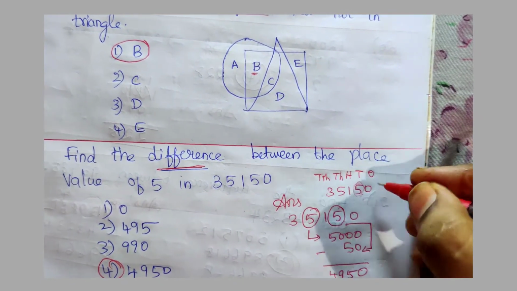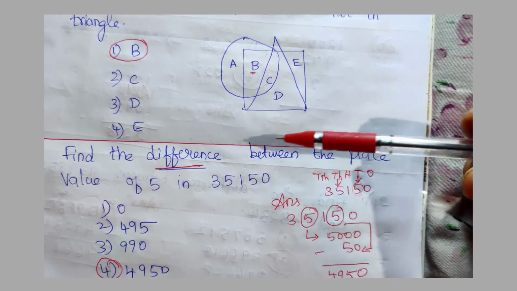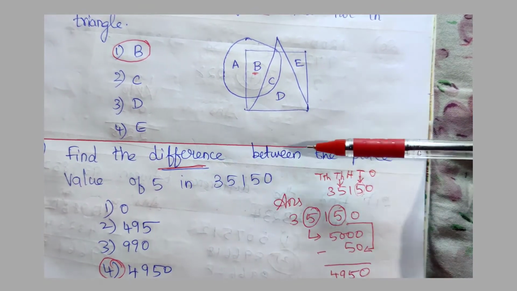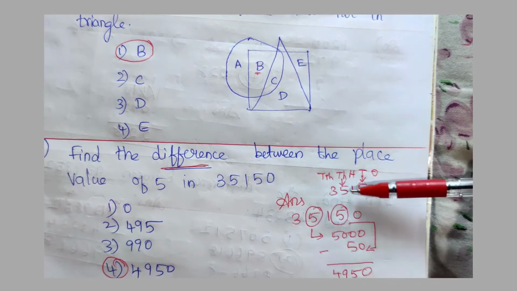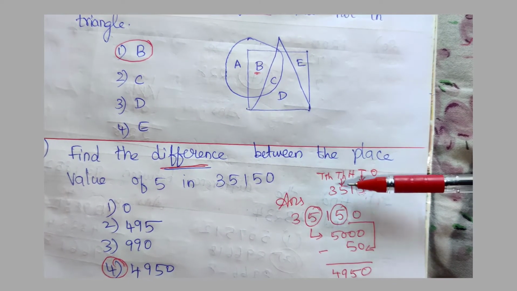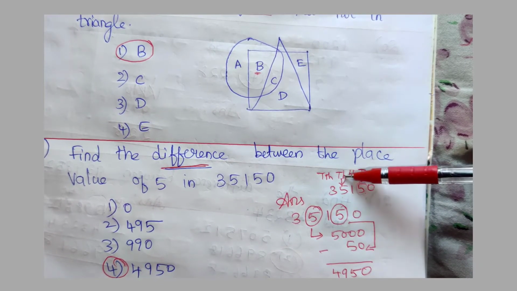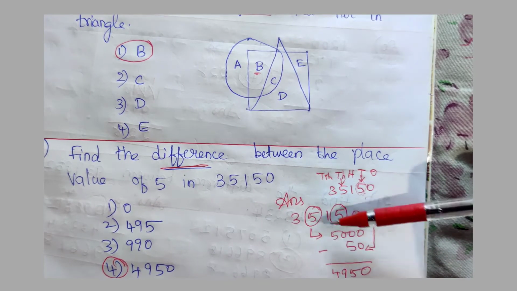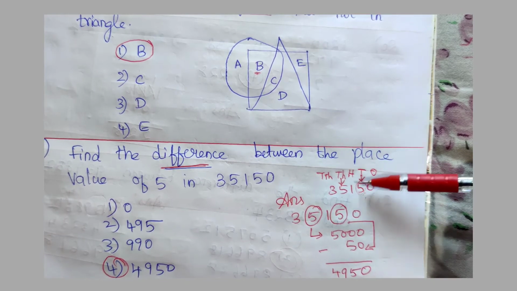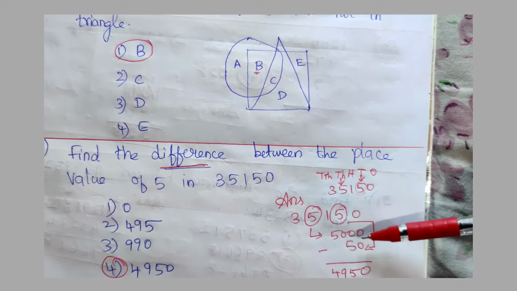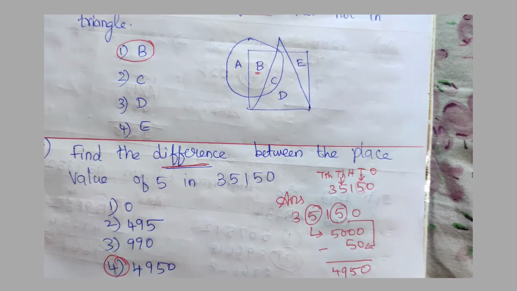Okay, so now we want to find the difference between, difference means what you have to do? Subtraction between the place value of 5 in 35,150. So when it is subtraction, the smallest number should be subtracted from the greatest number. Here, what is the place value of this 5? Yes, it is 5,000. What is the place value of this 5? It is in tens place, so it is 50. So 5,000 minus 50 is 4,950.